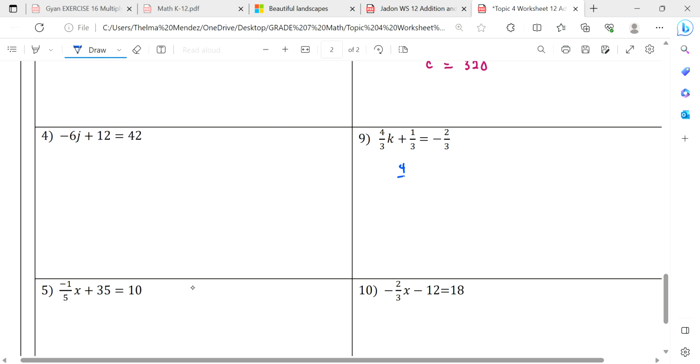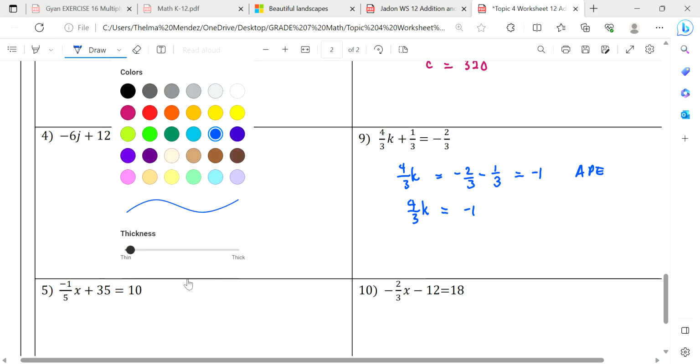So we have 4/3 k is equal to negative 2/3. We add negative 1/3 on the other side, so we do that on both sides. This gives us simply negative 1. Let me rewrite for a clear solution, negative 1. So we have done here the addition property of equality where our answer is negative 1.